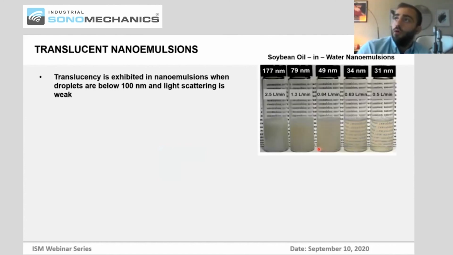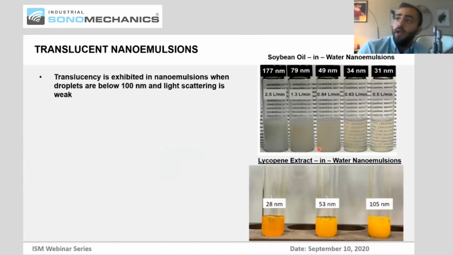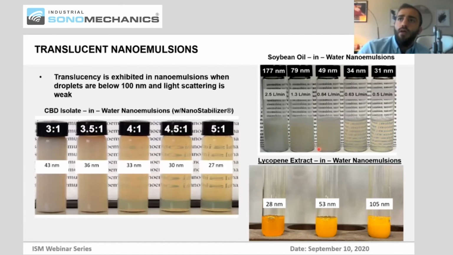We have a soybean oil in water nanoemulsion, lycopene extract in water nanoemulsion. Lycopene is the red substance in tomatoes and other fruits, and we'll touch upon that a little bit later as well. And we also have a CBD isolate in water nanoemulsion that was made with nanostabilizer. And the same thing is shown for all these samples.